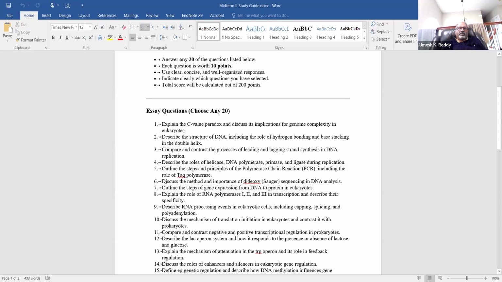This seventh question is a very important question. Outline the steps of gene expression from DNA to protein. You will have to explain various things here. Steps.